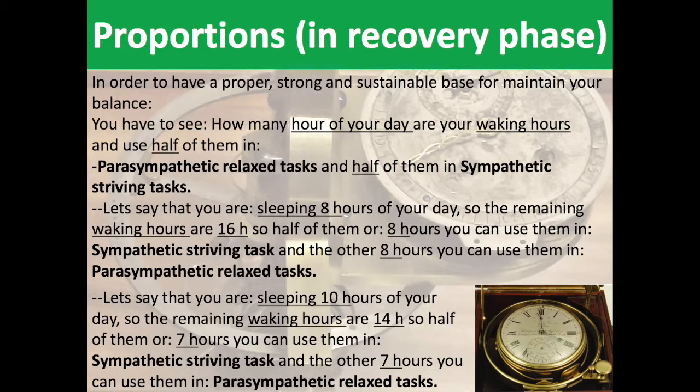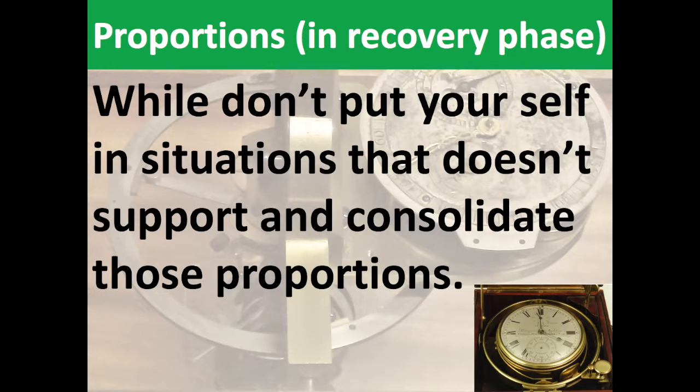Or let's say that you are sleeping 10 hours of your day, so the remaining waking hours are 14 hours, so half of them, or 7 hours, you can use in sympathetic striving tasks, and the other 7 hours, you can use in parasympathetic relaxed tasks, while you don't put yourself in situations that don't support and consolidate those proportions.